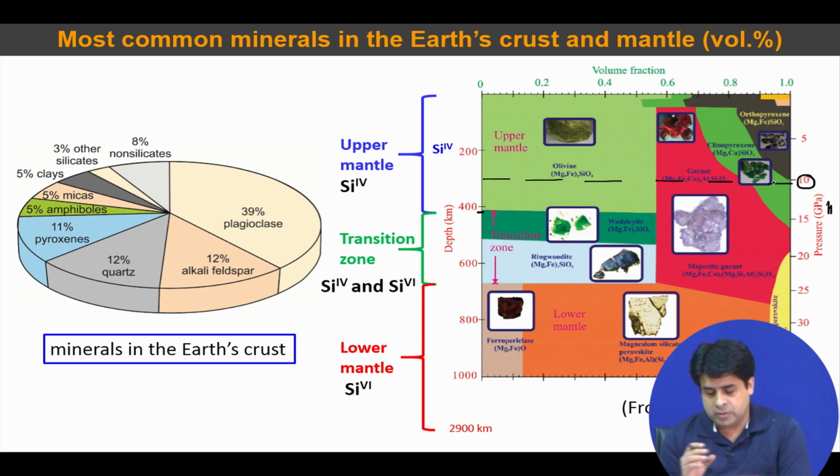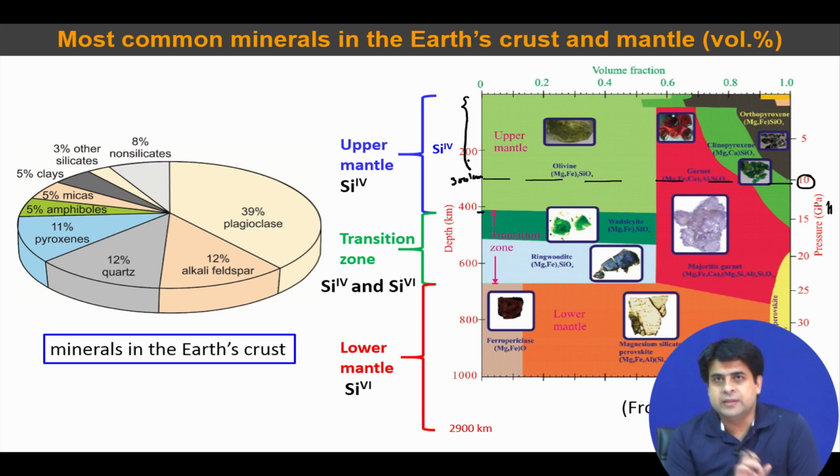You have 100 kilobar, multiplied by 1000, so that is your atmospheric pressure. If you take this depth at 10 GPa pressure, this is equivalent to 300 kilometers. If you see this part from 35 kilometers to 300 kilometers, what you will observe is that four minerals are stable in this part.